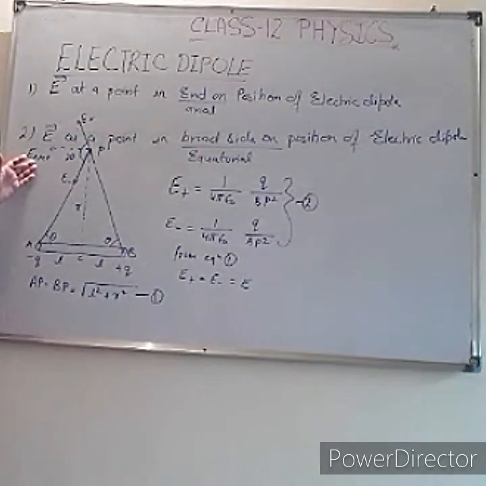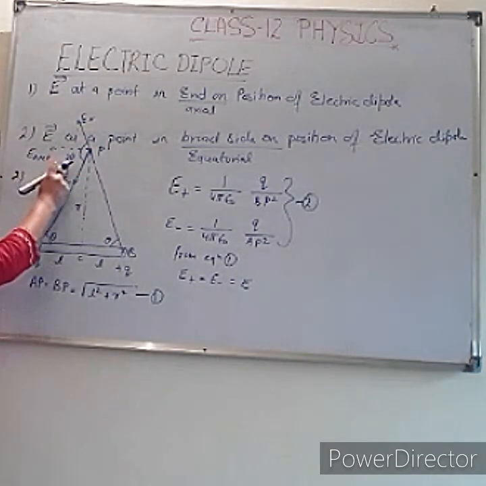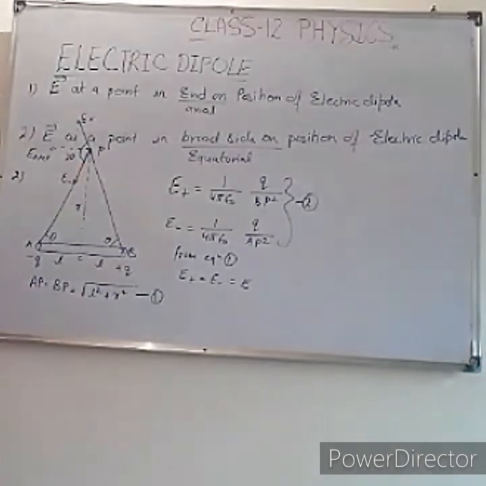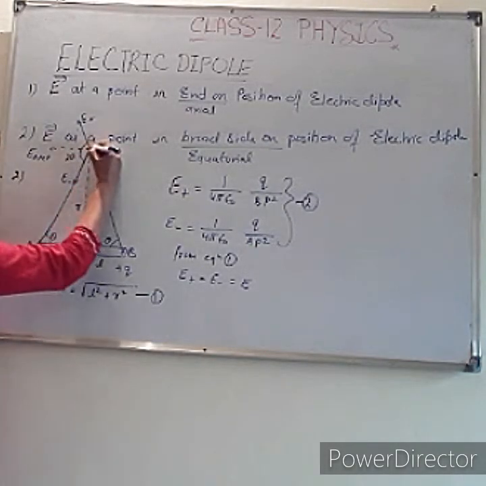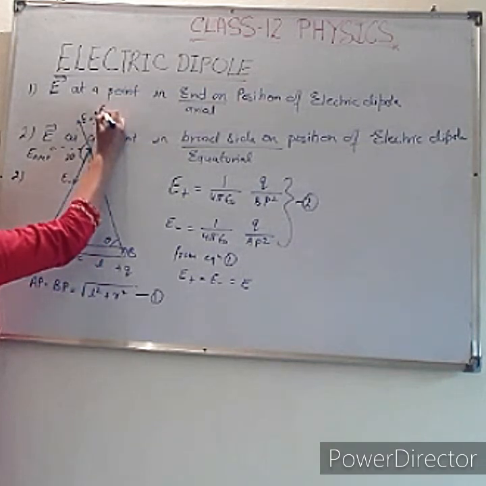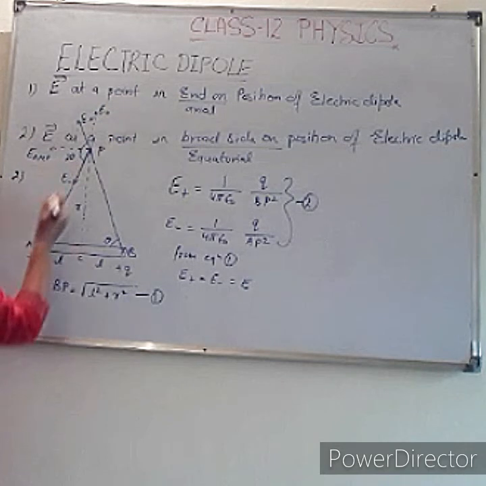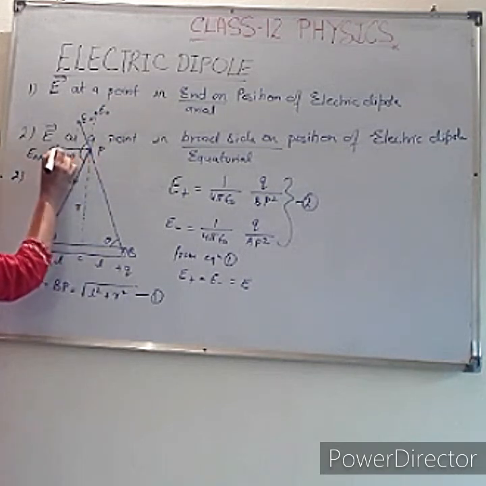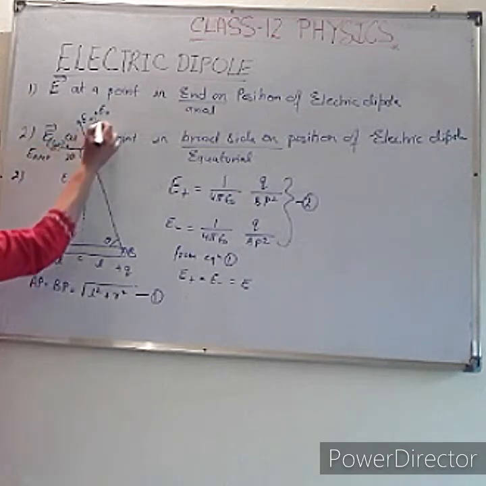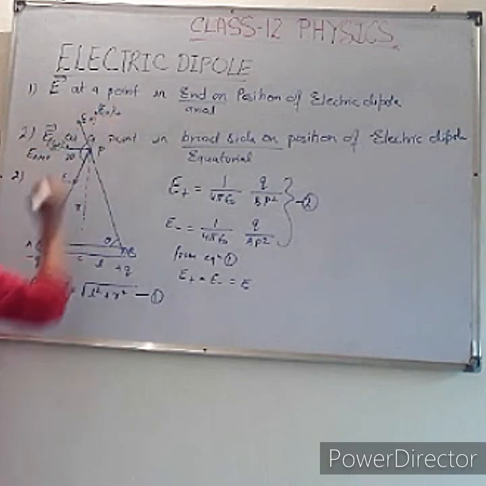So to calculate the net electric field, we need to calculate this 2 theta, because for the net electric field we can apply the parallelogram theorem. Okay. So what we can do is take components. This is the perpendicular component of electric field E plus, and the parallel component of electric field E plus parallel. This is E plus perpendicular.